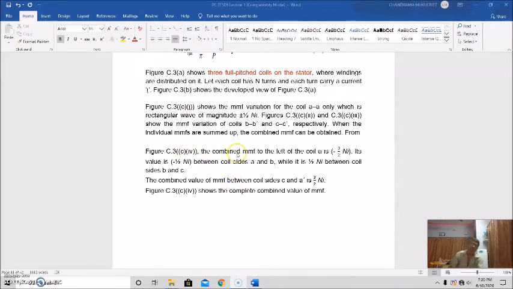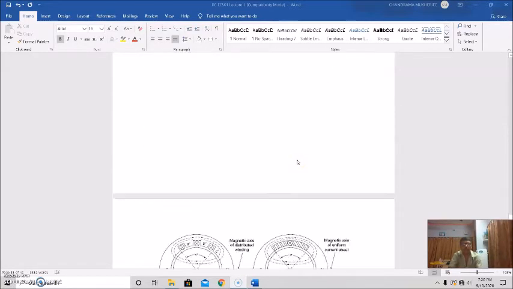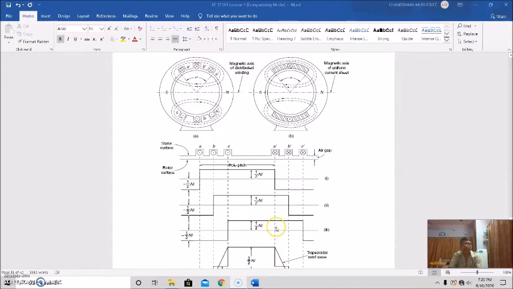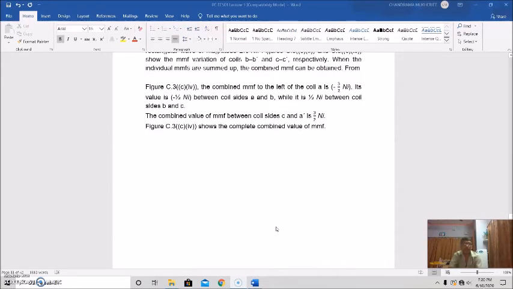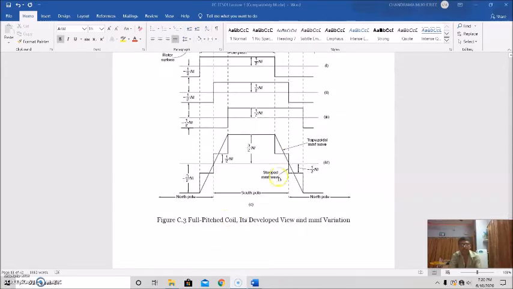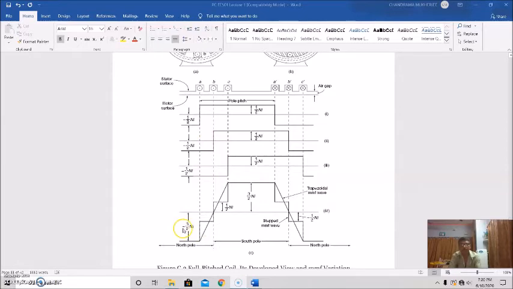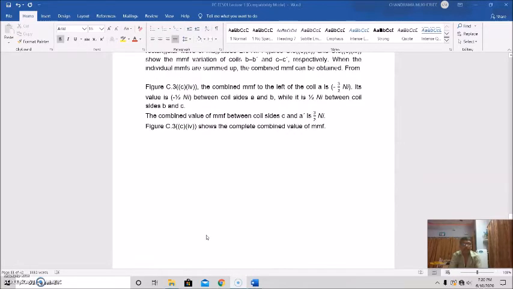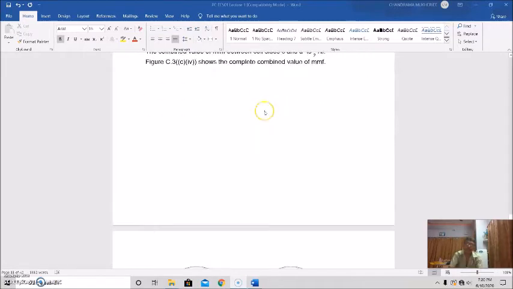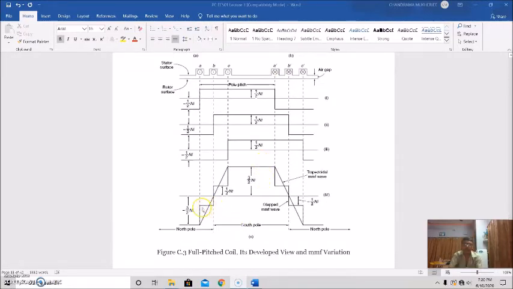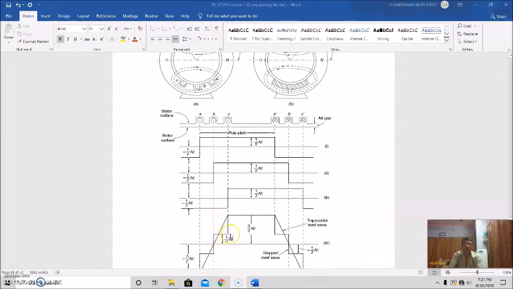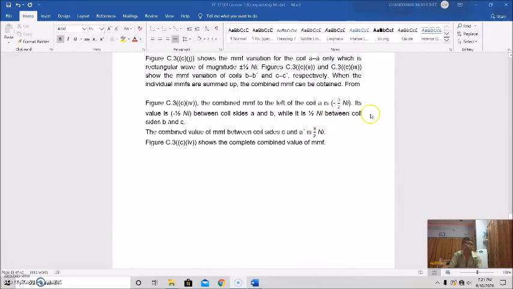Now, when these individual MMFs are summed up, the combined MMF can be obtained. This is shown here. This shows that the combined MMF to the left of coil A is minus 3/2 Ni, and its value between coil sides A and B is minus half Ni. Then from B to C it is plus half Ni.